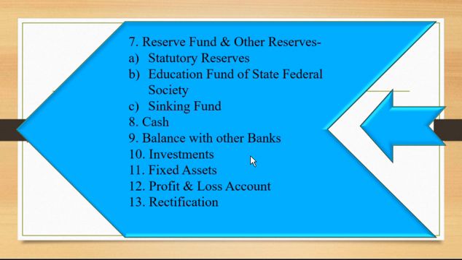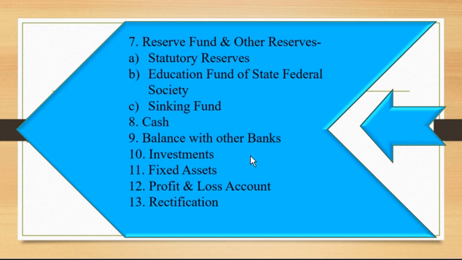Next is cash. Maximum cash holding limits are prescribed for certain societies. Excess cash has to be deposited in an approved bank within 3 days. The limit prescribed for a cooperative housing society is rupees 300. Next point is balance with other banks. Permission is required for opening a bank account with another scheduled bank.